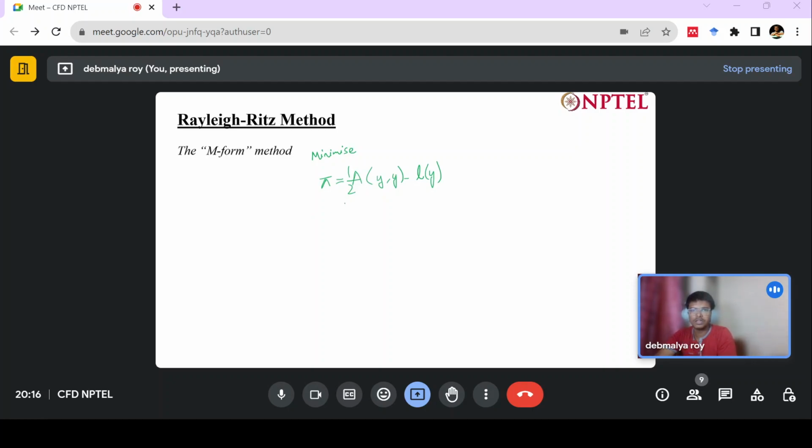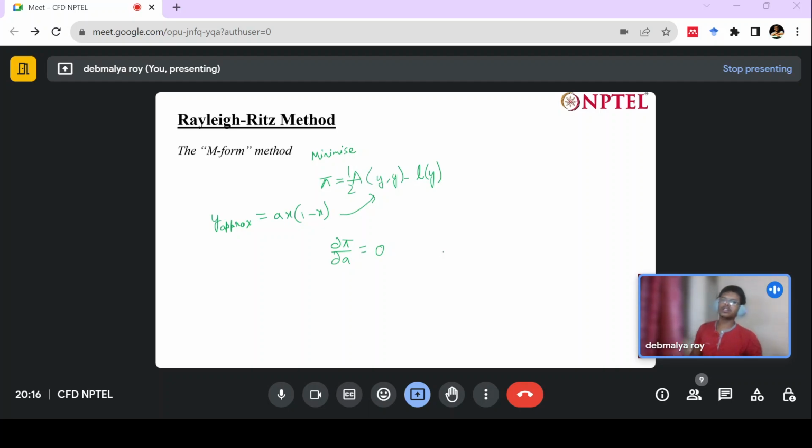In the Rayleigh-Ritz method, we again take a y approximate, which will have some parameter. Let's say if we take a polynomial, then we may have something like this, and we put it here. Instead of y, we put this y approximation. Then we have to minimize this, so we take del pi del a equal to 0. We partially differentiate with respect to a in order to minimize, and equate that to 0. Then we again get an algebraic equation where we have to find out a.